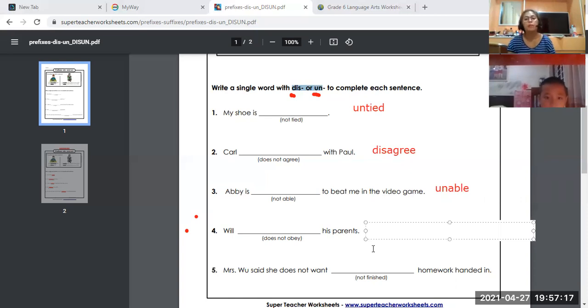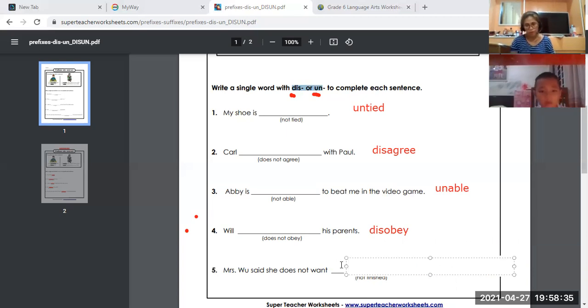Will does not obey his parents. Will disobey or unobey? What is the answer? Disobey. Oh, very good. Okay, this one. Mrs. Wall said she does not want unfinished, disfinished homework handed in. Disfinished or unfinished homework? What is your answer? Unfinished. Okay.